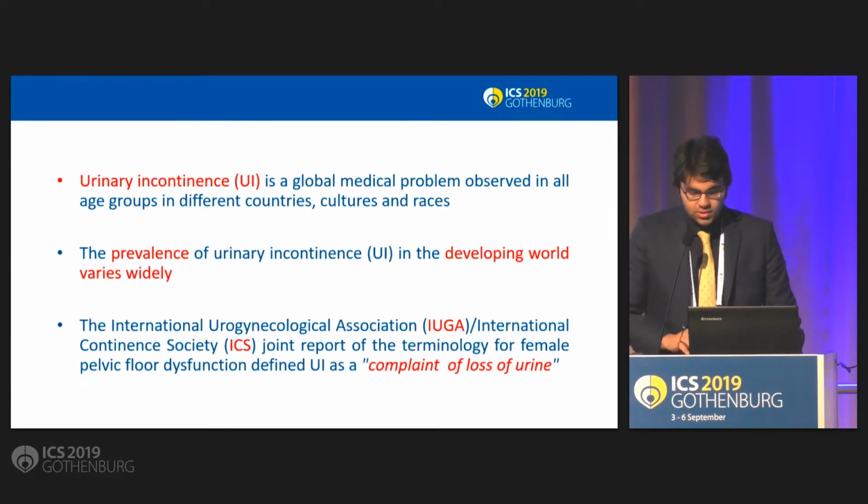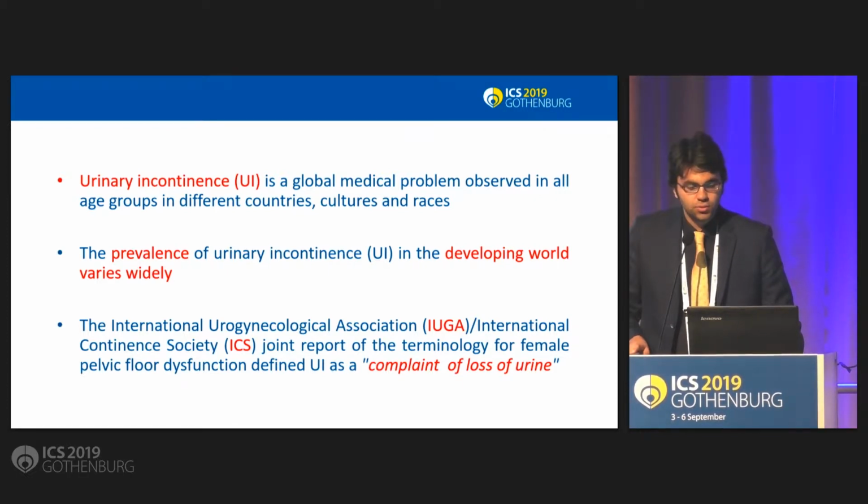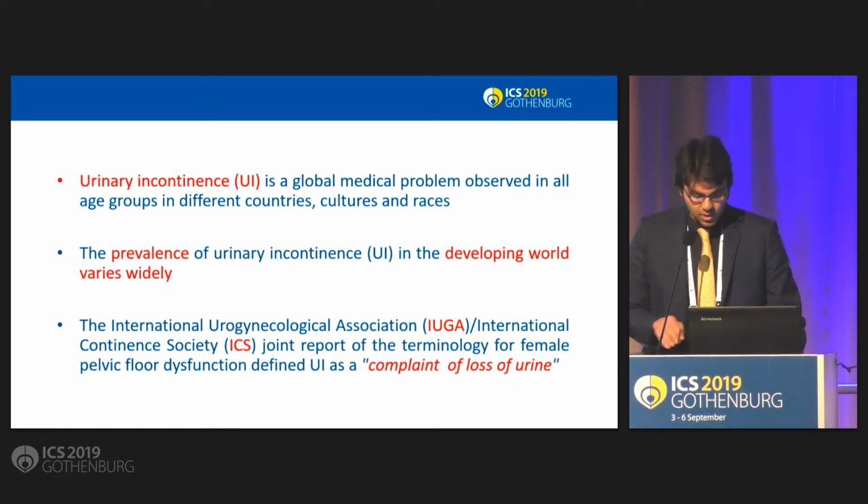My study is to study the prevalence of urinary incontinence in the developing world and developing countries. Urinary incontinence, as you all know, is a global issue that has a major effect on patients and people in different aspects. And the prevalence of urinary incontinence is different and varies widely in different countries.